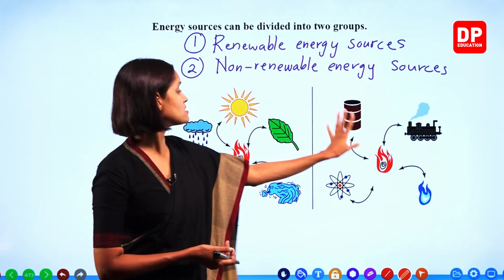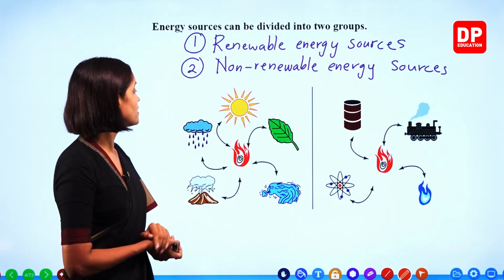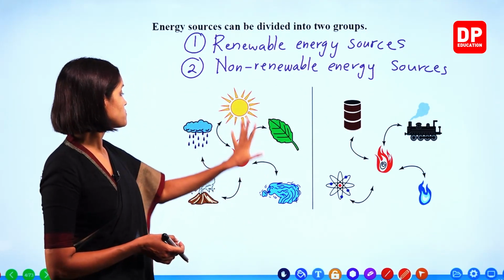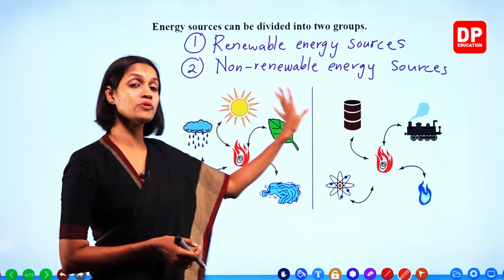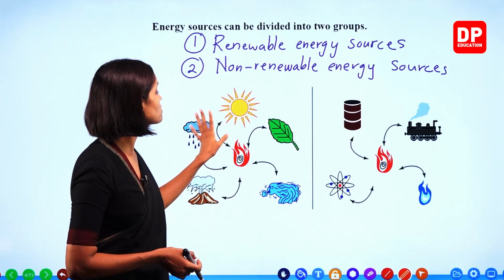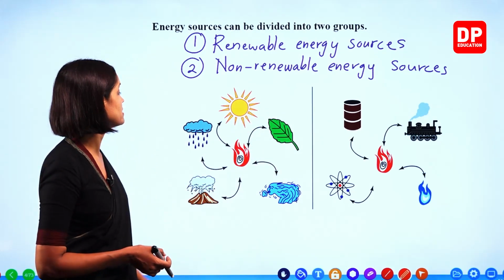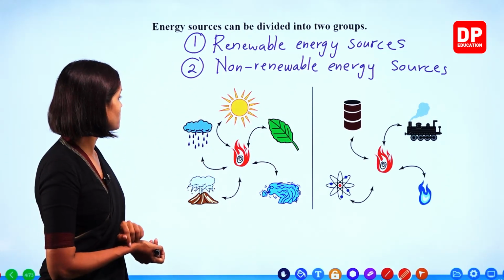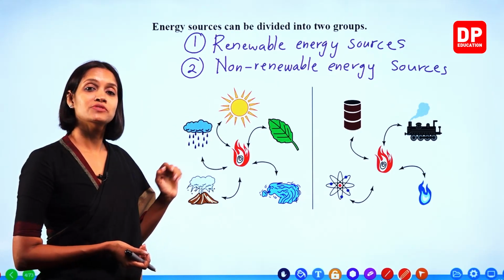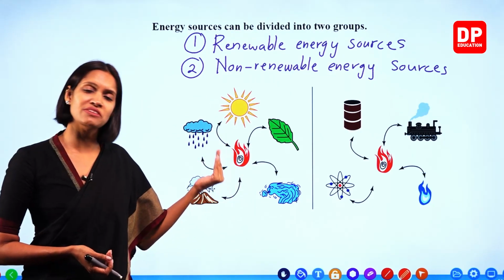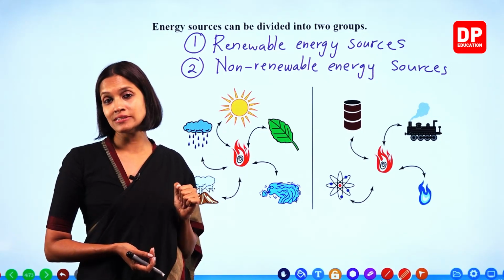Right, children? So, depending on this time period, we can divide the energy sources as renewable and non-renewable energy sources. So, look at these two diagrams, right? Some certain types of energy sources are given in both these diagrams. So, by looking at this, you have to name them as renewable and non-renewable. Look at this first diagram, solar power. Solar power is always there. We will never run out of solar power.